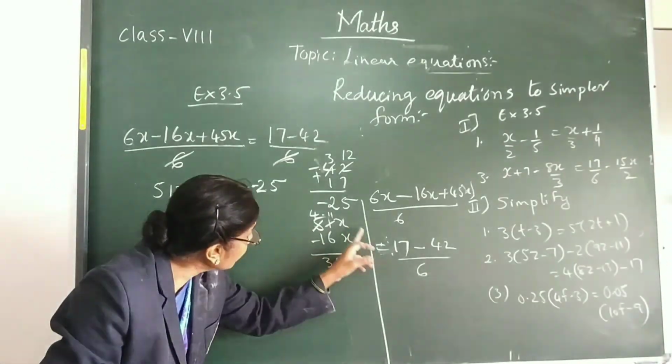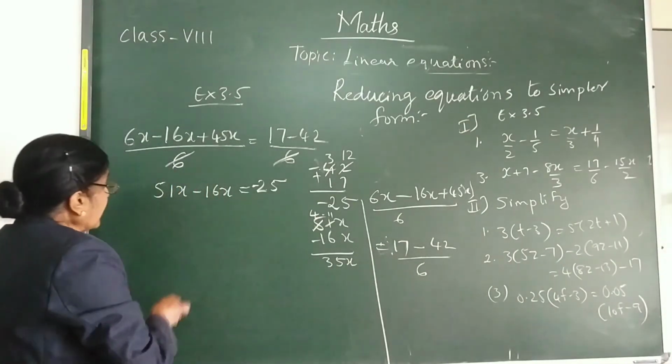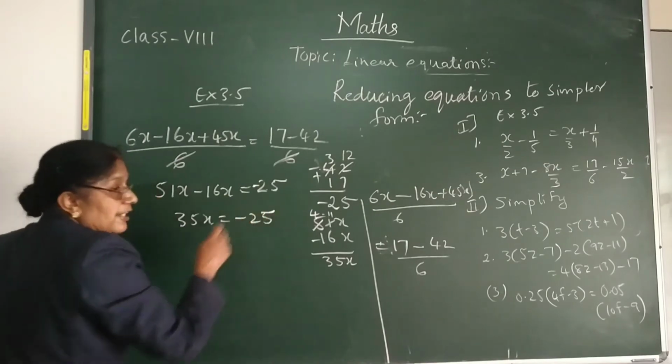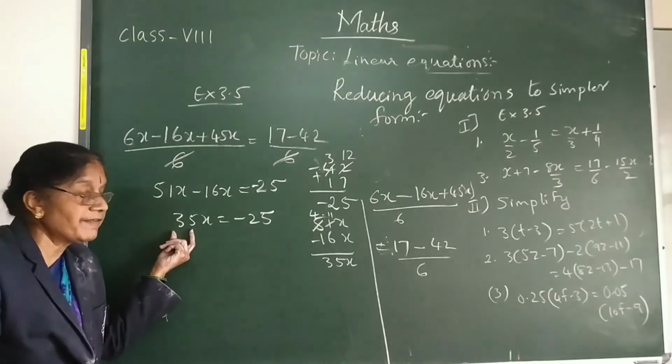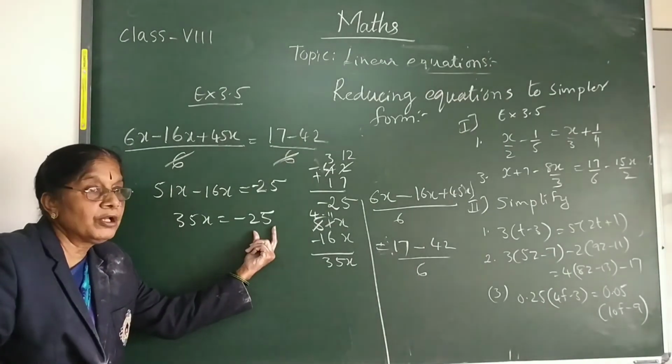Next we will do 51x minus 16x. So we got the answer as 35x. So our last equation will be 35x is equal to minus 25. Now what do we have to do? 35 we have to transpose to the other side. Where will it go? It will go below 25.